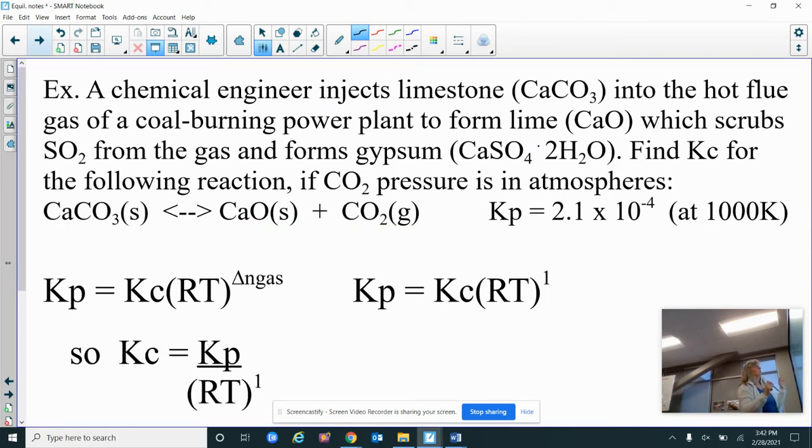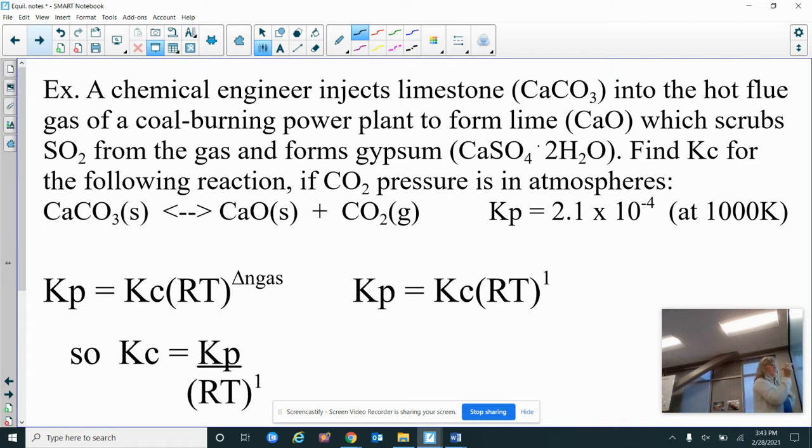Okay, another example: a chemical engineer injects limestone, calcium carbonate, into the hot flue gas of a coal-burning power plant to form lime, which scrubs SO2 from the gas and forms calcium sulfate. This is important for pollution control because SO2 contributes to acid rain. So they have the scrubber in there, and the reaction is that calcium carbonate solid forms calcium oxide solid plus CO2 gas. The reactant is a solid, one of the products is a solid, and we only have one product that's a gas.